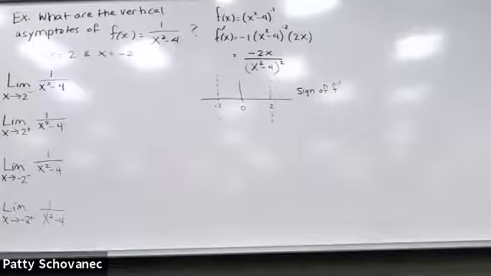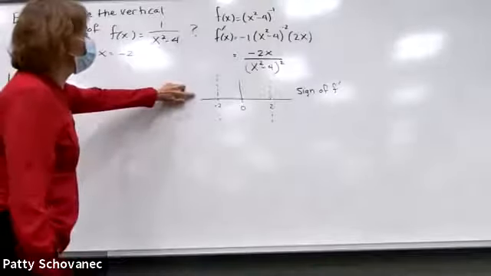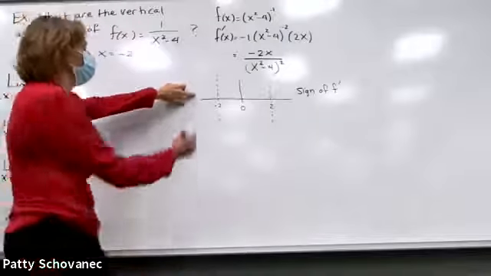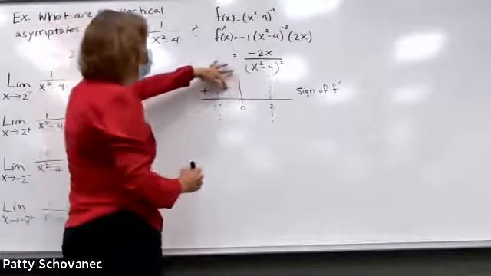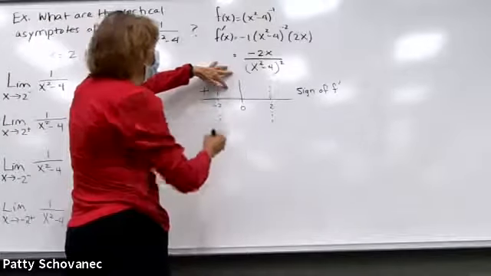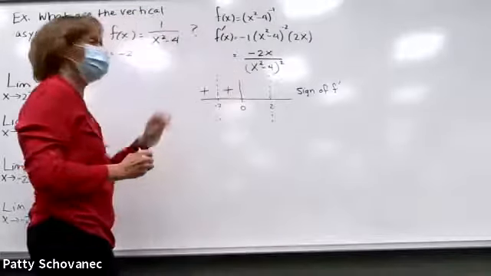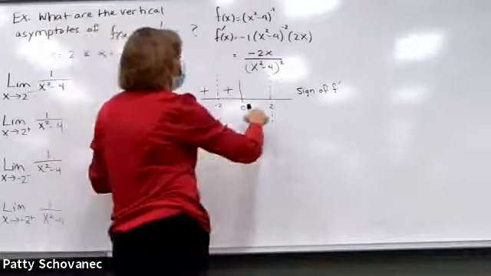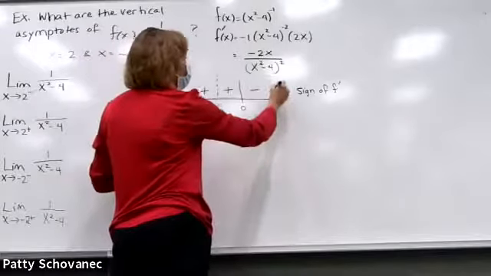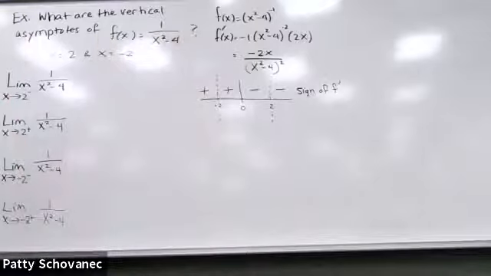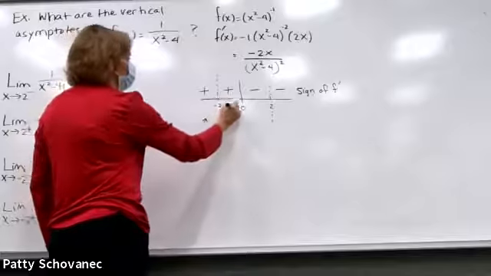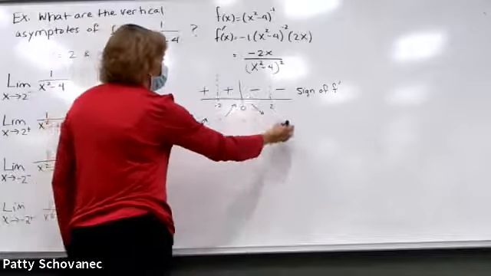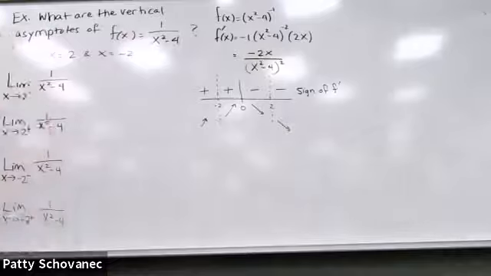So let's plug some numbers in. If x is negative 3, I get a positive 6 on top, a positive number on bottom. The derivative is positive there. If x is negative 1, I get a positive on top, a positive on bottom, so it's still positive there. If x is positive 1, I get a negative. If x is positive 3, I get a negative. So my graph has to rise, keep rising, drop, keep dropping. So x is 0 is a relative maximum.